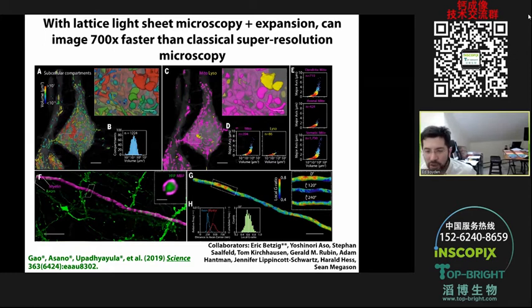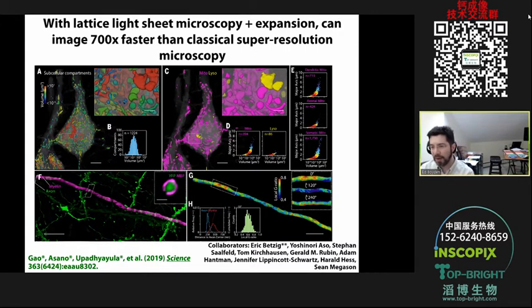And to make a long story short, by expansion followed by light sheet imaging, we could go a couple orders of magnitude faster than competing nanoscale resolution methods. And it's probably only a matter of engineering to make it go even faster than that. In this paper, we speculated that with faster cameras and just a matter of engineering, different optics, maybe we could go 10 to 100,000 times faster.